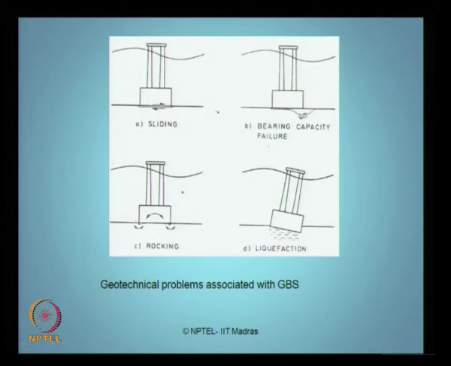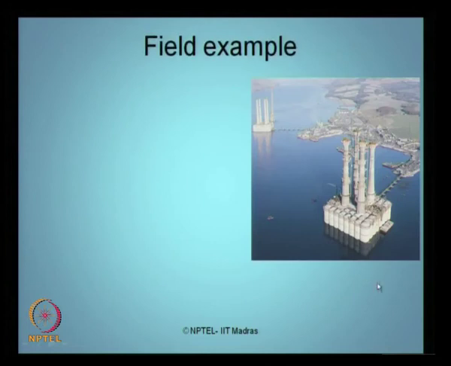As we all understand, when there is water entrapment below the larger area of foundation of these platforms, it can result in what we call soil liquefaction. Once liquefaction occurs, it can cause a differential settlement to the caissons of the platform, which is a very serious geotechnical problem of gravity based structures. Here is a field example.